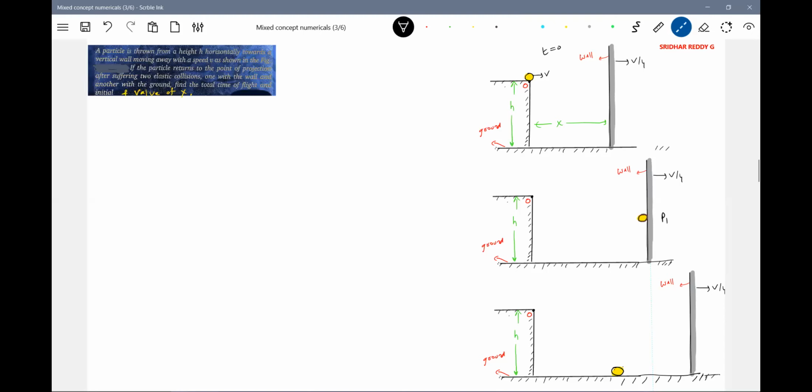So actually, what is the path of the ball? The ball will move from here. Path I'll show in red color. Then there's a point P1, and point P1 is here, no? And from here, the point P2. After this, it will return to the original position. This is what the time of flight is.